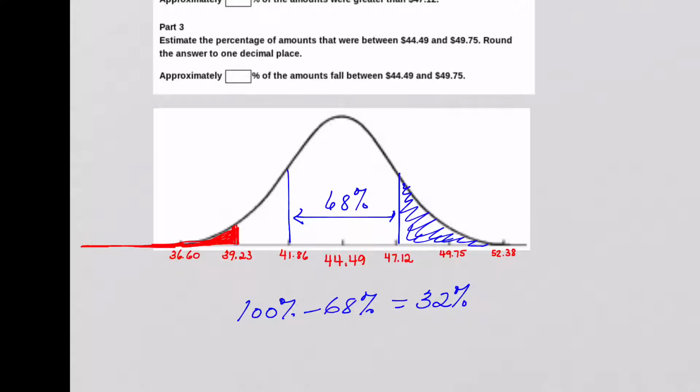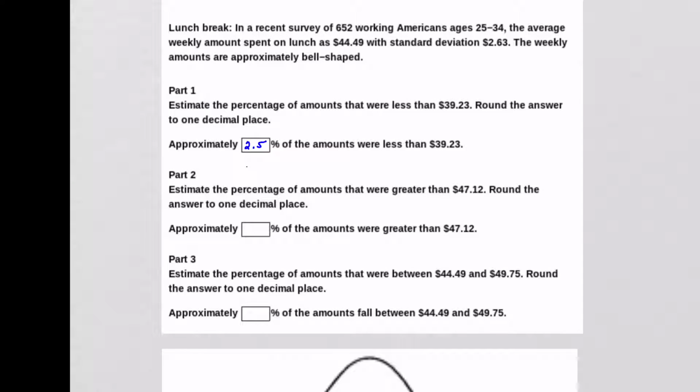But as before, we only have one tail shaded in. So I'm going to take 32% and divide by 2. And that gives me 16%. So that's my answer for that one. All right, we've got 16% there.